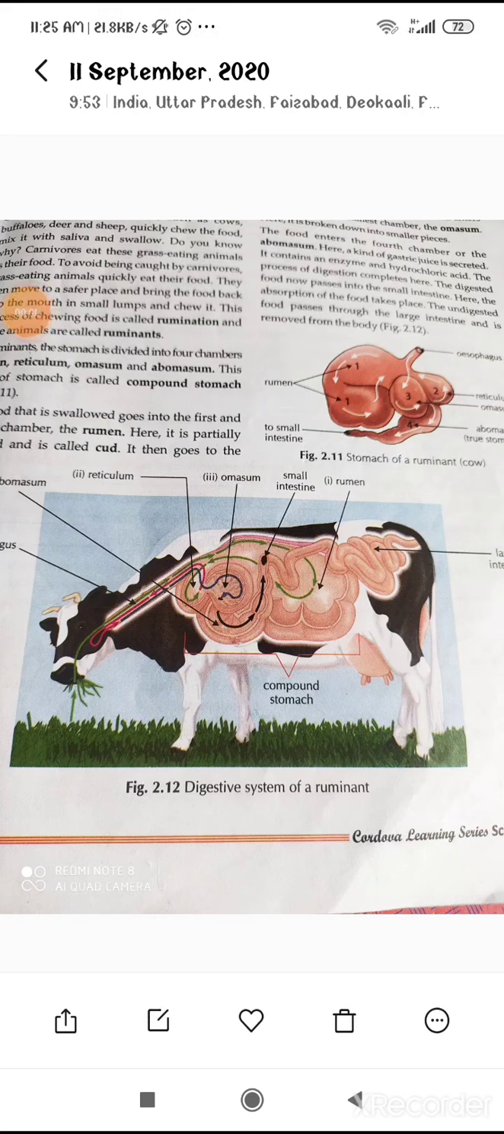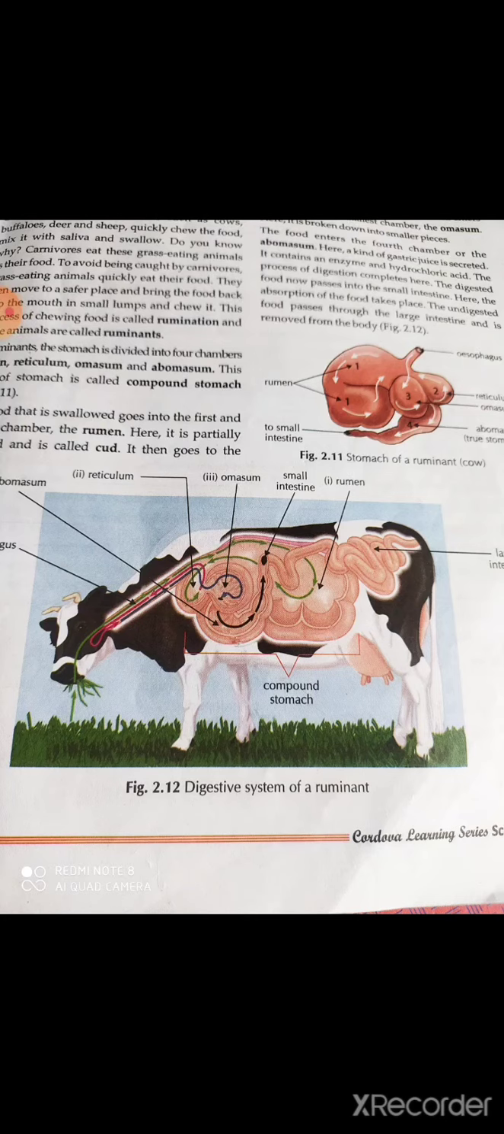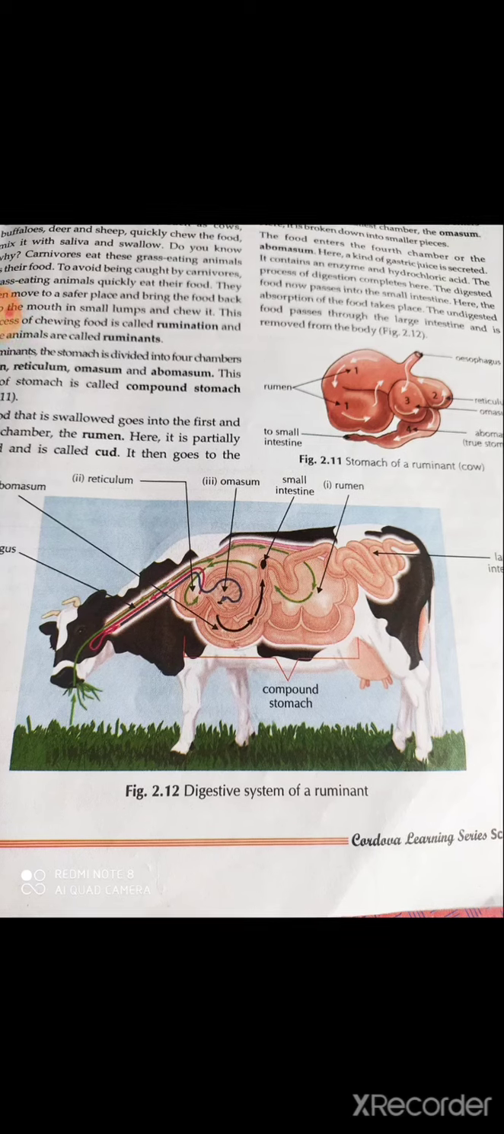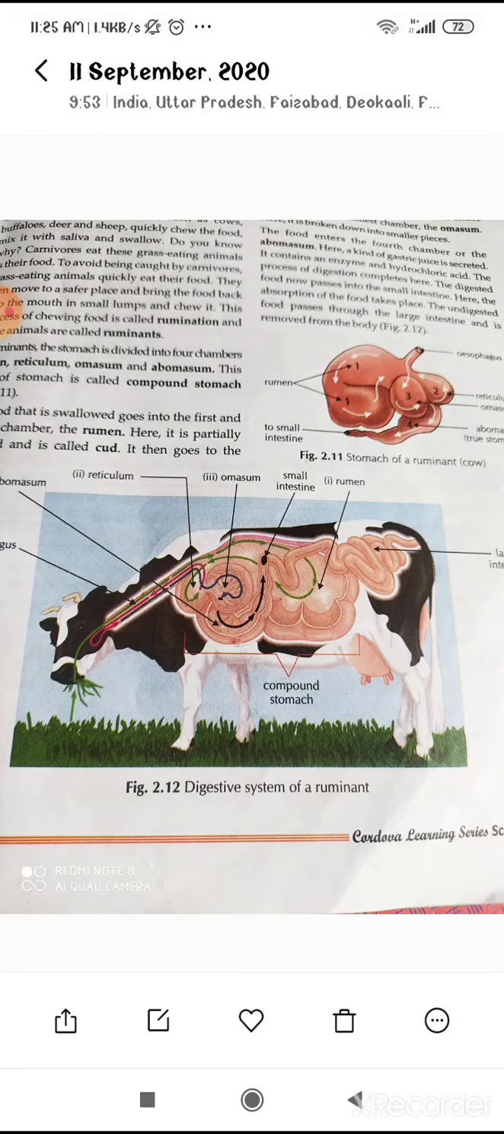Good morning, dear student. Today's topic is digestion in grass eating animals, and we have already discussed digestion in human beings. The grass eating animals are also known as the herbivores. You might have seen herbivores like cows, buffaloes and goats sitting alone, just chewing something, even though nothing is in front of them.